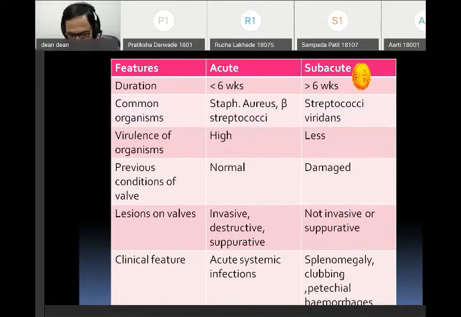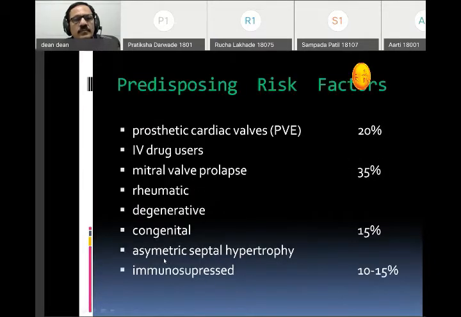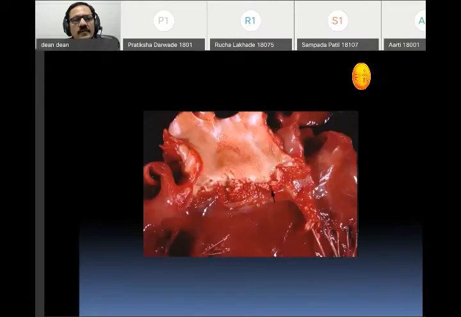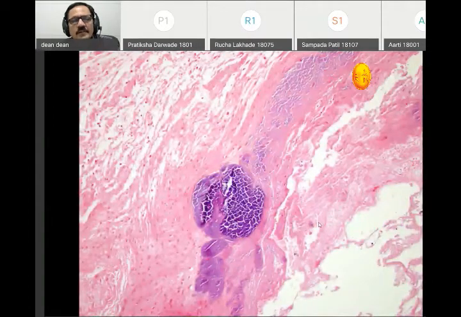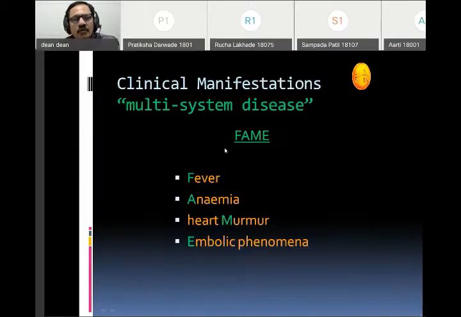Right? So, two things. These are the bacterial colonies that will be seen in subacute bacterial endocarditis. And you should not forget the clinical features that you call FAME: F stands for fever, A for anemia, M for heart murmurs, E for embolic phenomena. Right? So these things you should not forget.